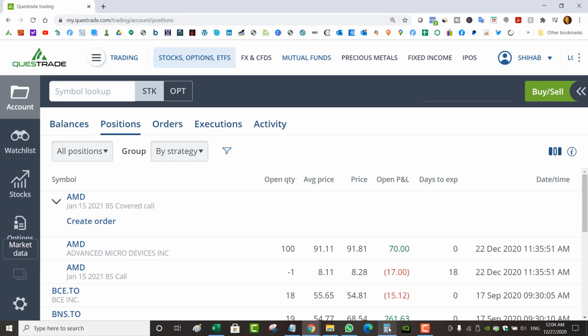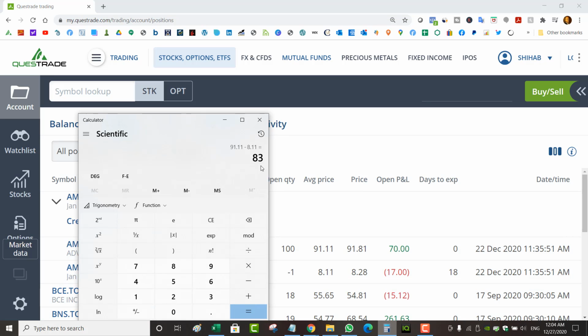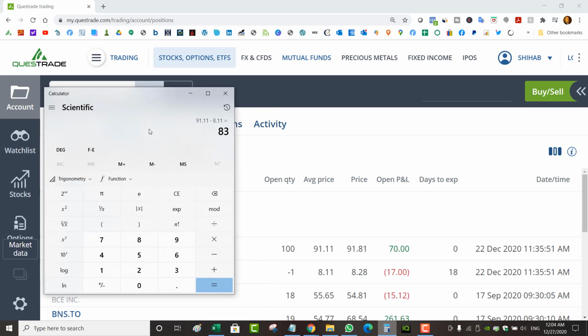So if my max selling price is 85, come January 15, if AMD is trading anywhere above 85, my max selling price will be 85, but my net cost is 83. So I make a $2 profit. 85 divided by 83, that's 2.4% with 18 days to go. So it's a decent return.